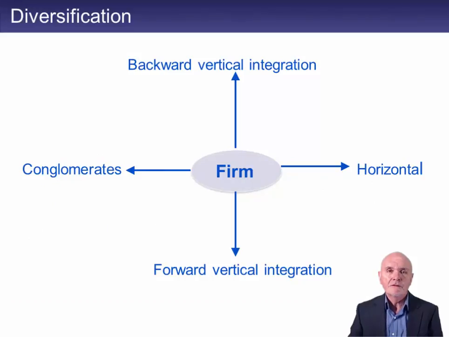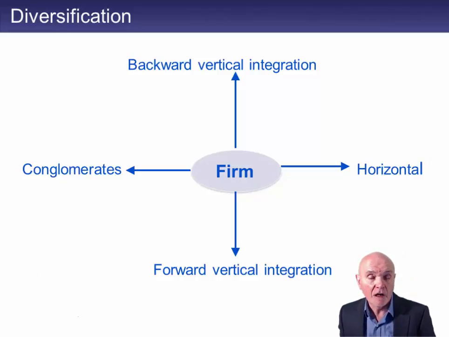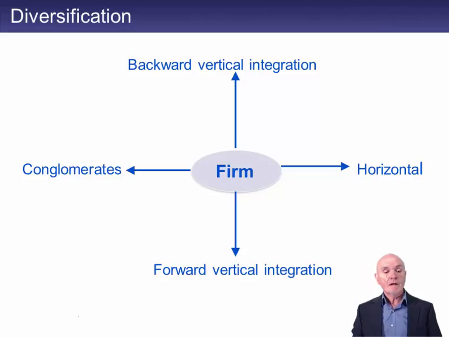One of the quadrants of Ansoff's matrix had diversification in it, where both markets and products change. You're in a radically different area of business. And there were two types of diversification talked about in that. There was what's called related diversification, and there was unrelated diversification.